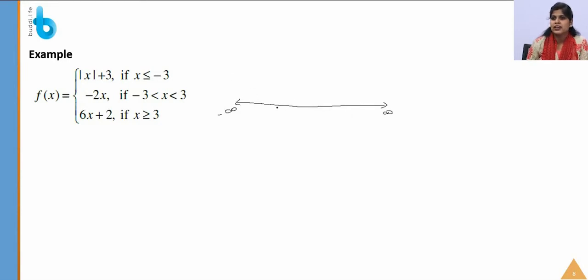See, where they defined minus 3 and 3. We will just take these two values and this function. First of all, it's a modulus of x plus 3, and the value of x is definitely a negative value. Since x is less than or equal to minus 3, it is definitely going to be negative. So when x is negative, what will be the value of modulus of x? It is minus x plus 3.